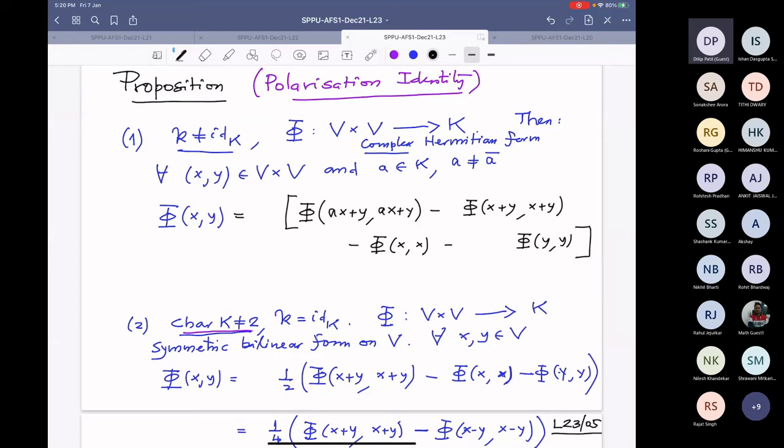See, what we want to do, that we have to understand. My aim is to write an arbitrary value of phi on an arbitrary pair x, y in terms of the diagonal values. So obviously, if A is given, then these are the diagonal values I can take. And you may ask me, why did I choose this here and not in the next? You can choose in the next also, but your calculation will become a little more complicated probably.